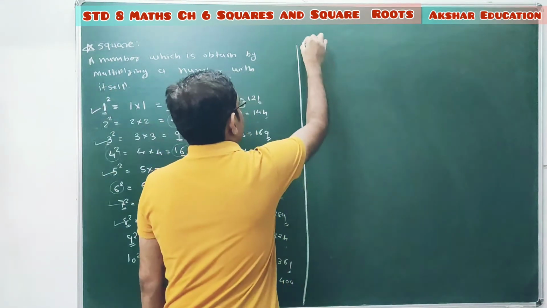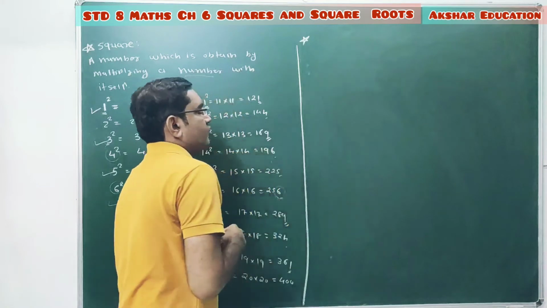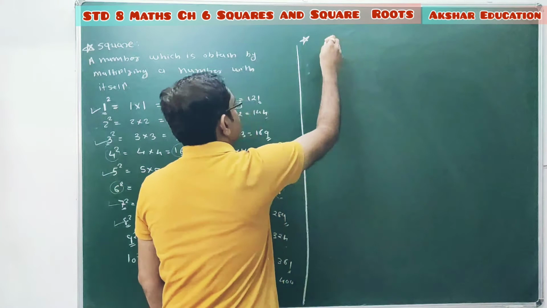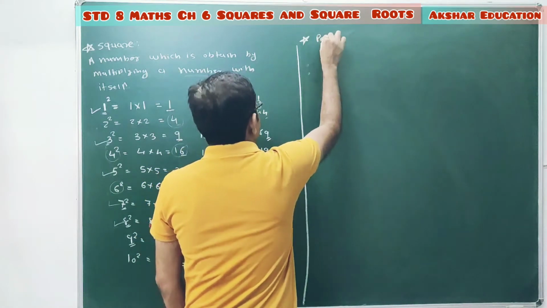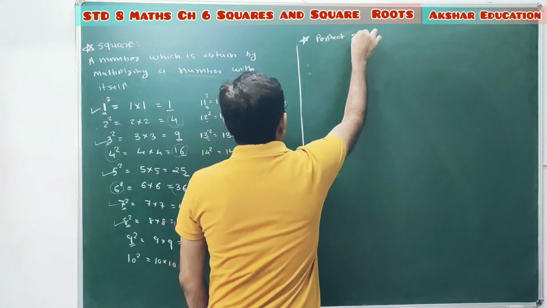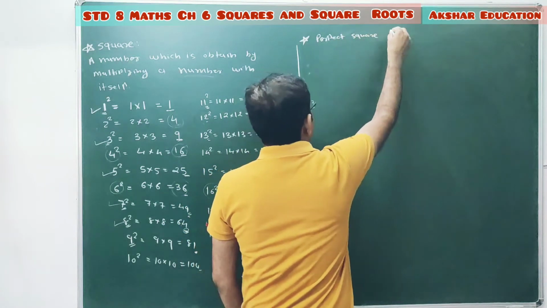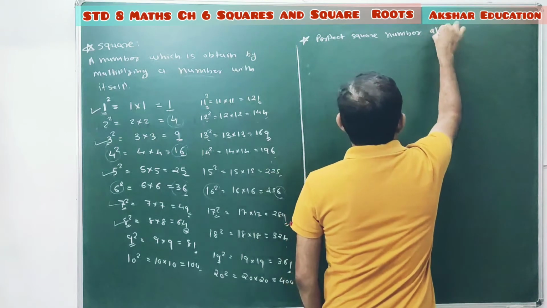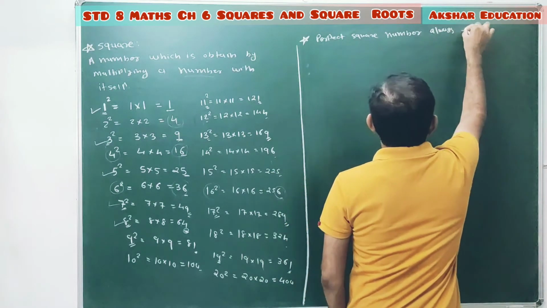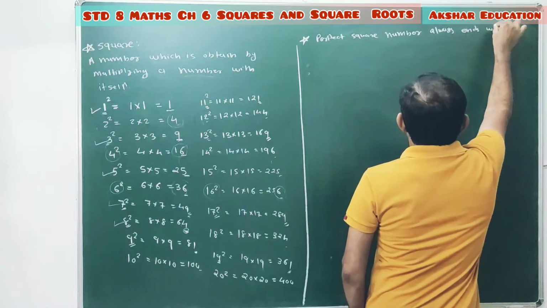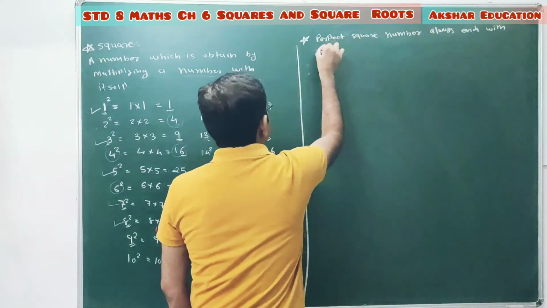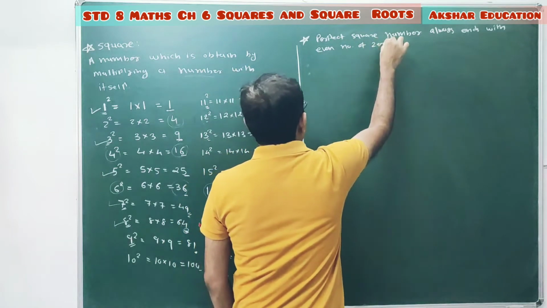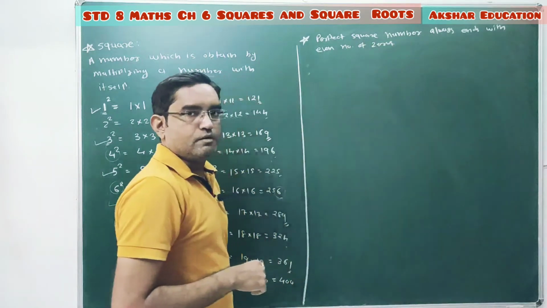Okay, next property. The next property of squares is about the number of zeros. A perfect square number always ends with an even number of zeros. What does this mean?